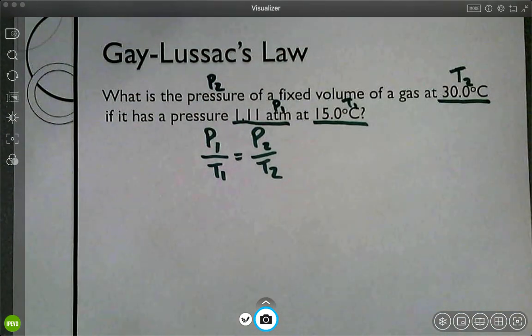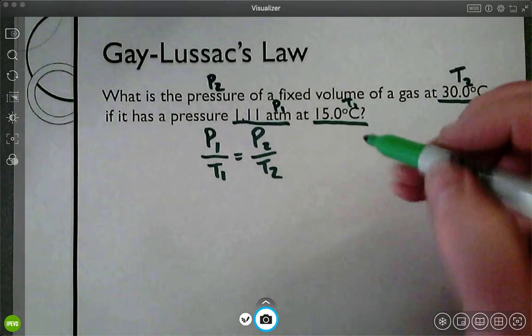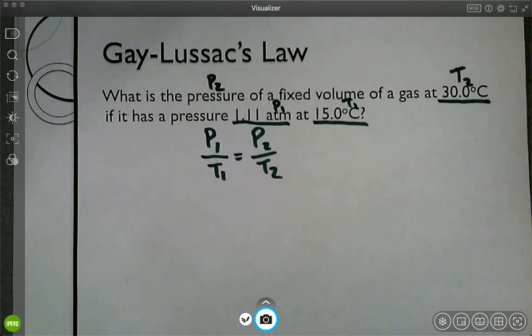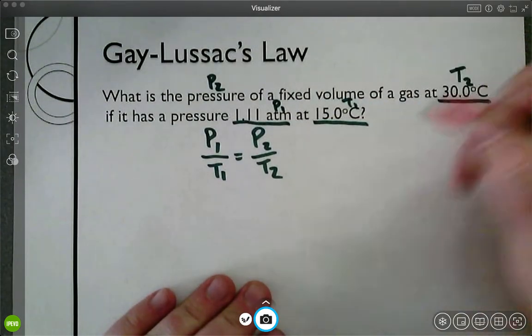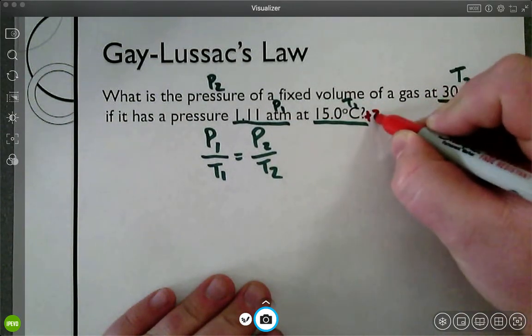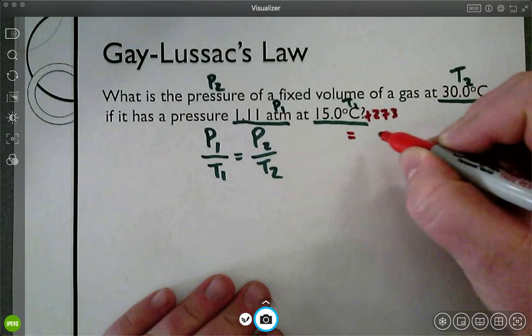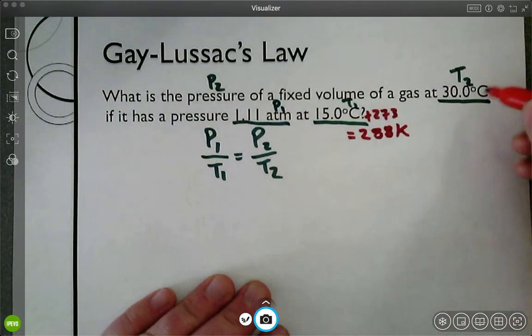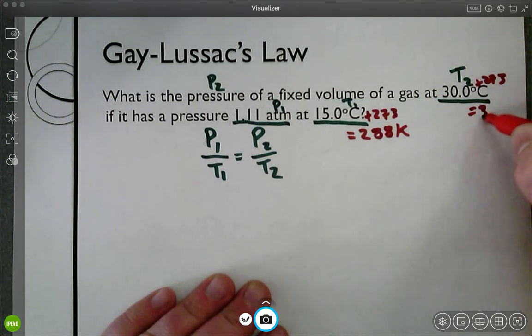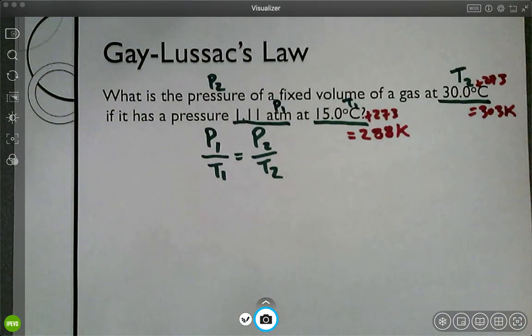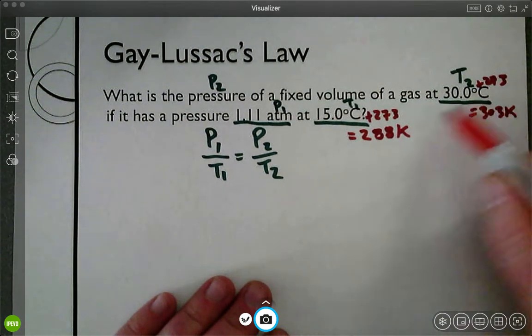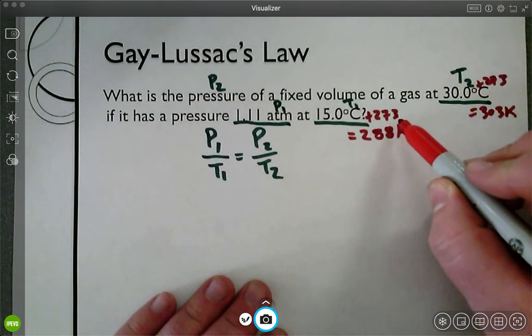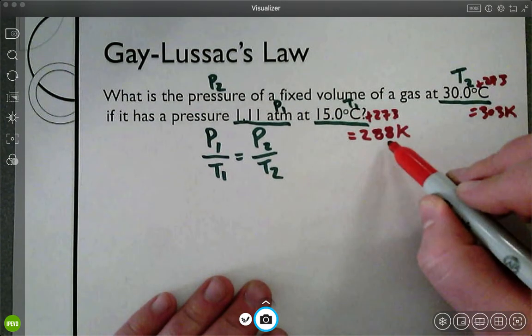Now, we cannot do this with it in Celsius, so we have to convert both of these into Kelvin. So I'm going to add 273 to this, so that would be 288 Kelvin. I'm going to add 273 to this, so that would be 303 Kelvin. Okay? Now, when I add them, each of these has a decimal point, but this one does not. So I'm rounding it so it doesn't have a decimal here.